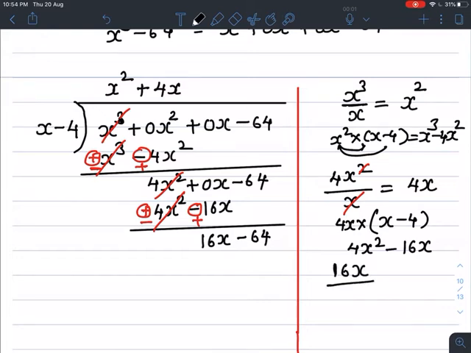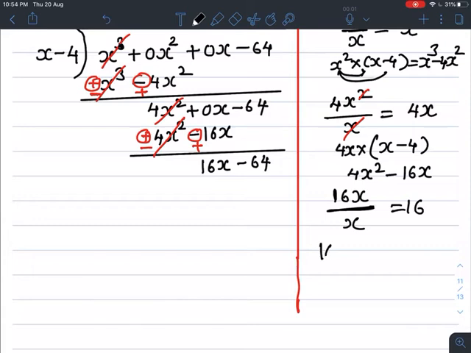So 16x is the first term of dividend and first term of divisor is x. You have to focus on first term. So 16x divided by x, the answer is 16. Plus 16 I can write here immediately. You have to multiply 16 into x minus 4. 16 into x is 16x, minus 16 into 4, 64. So I can write here down 16x minus 64.